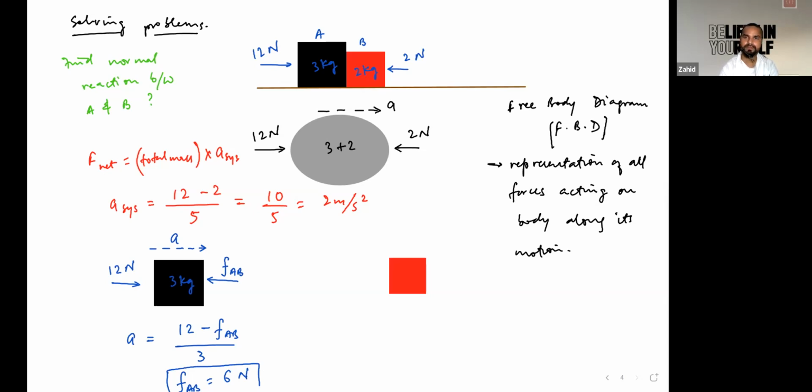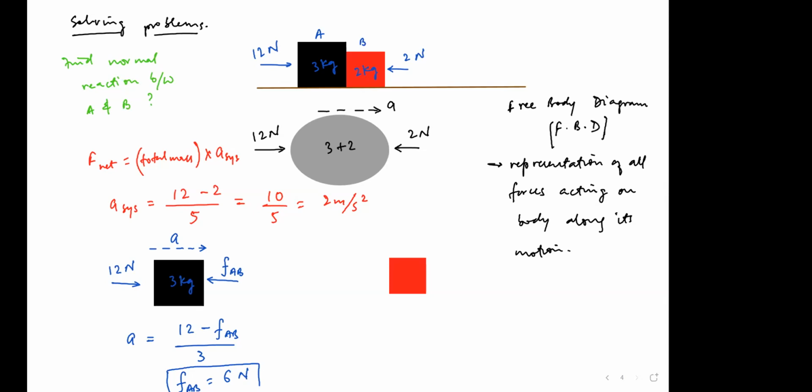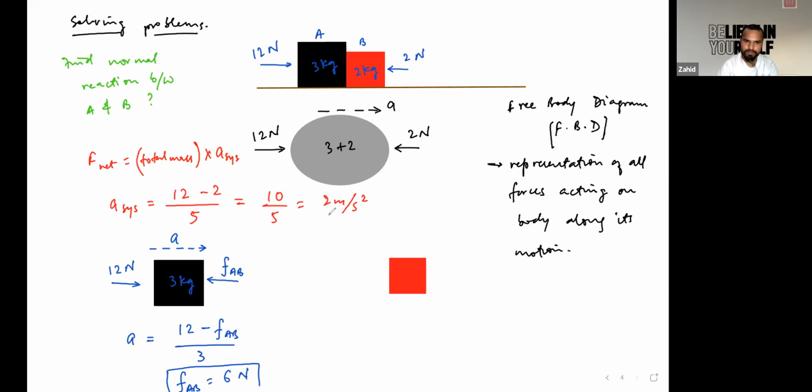Salman, is it clear? Sir, can you tell, after a equals 12 minus FAB by 3, what did you do for getting 6 Newton? I have just put the value of a as 2 meter per second square here. Move this 3 to the other side. Here it is in the denominator; on moving to the other side, it will move to the numerator. So it will become 2 into 3, so it will become 6. Move FAB to the other side and 6 to the other side. It will be 12 minus 6, that is 6 Newton for FAB. Okay.